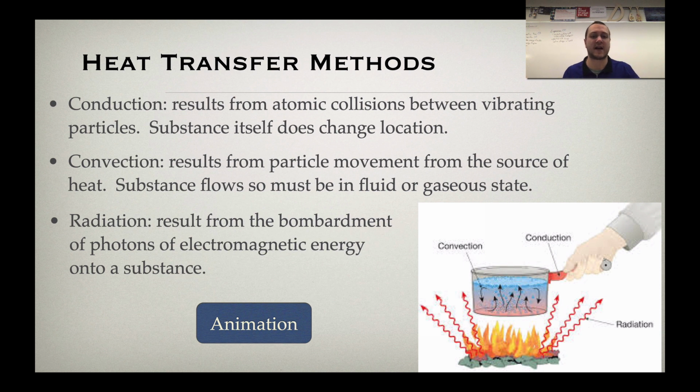And then radiation is the last one. This is our bombardment of photons. Basically, some sort of electromagnetic energy has to be shined or directed at an object, and that energy is going to be absorbed by the substance, which is then going to cause an increase in the thermal energy of that particular object. Think about the sun shining on the earth. All of the radiation from the sun hits the earth.